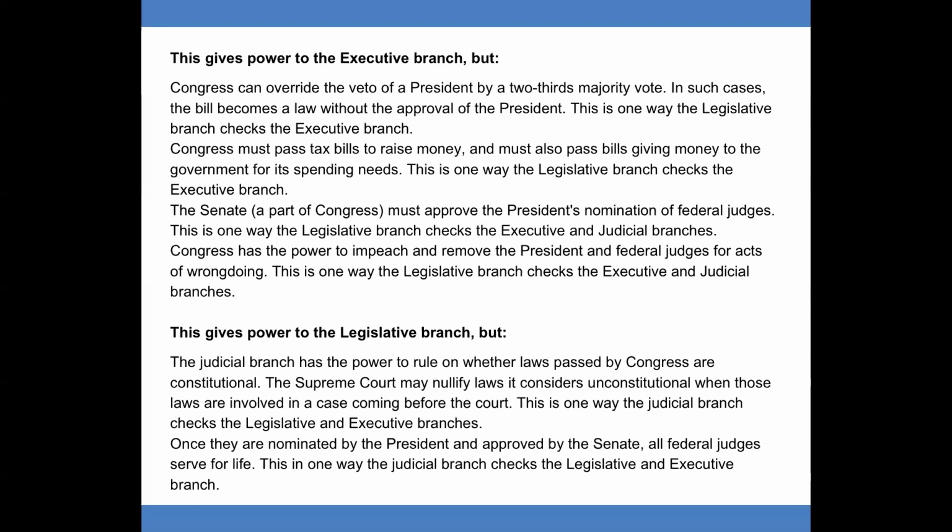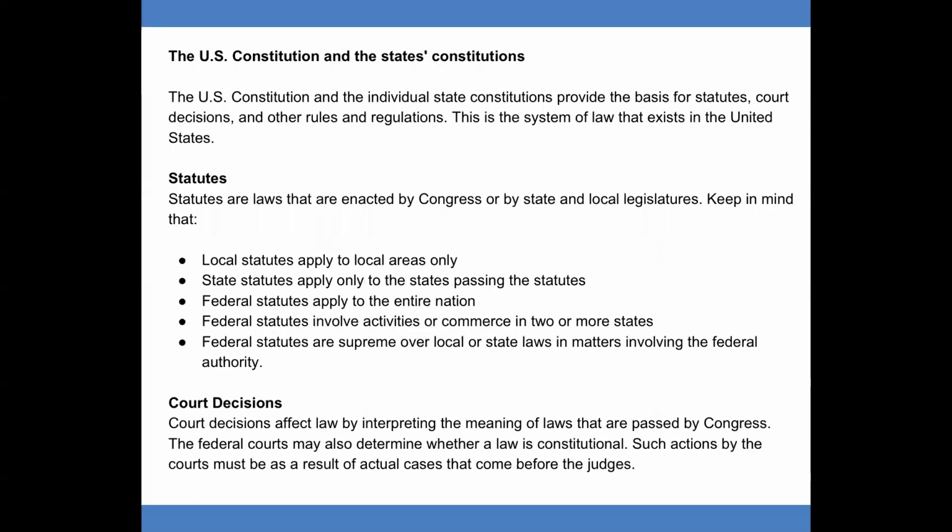Once they are nominated by the president and approved by the Senate, all federal judges serve for life. This is one way the judicial branch checks the legislative and executive branch.